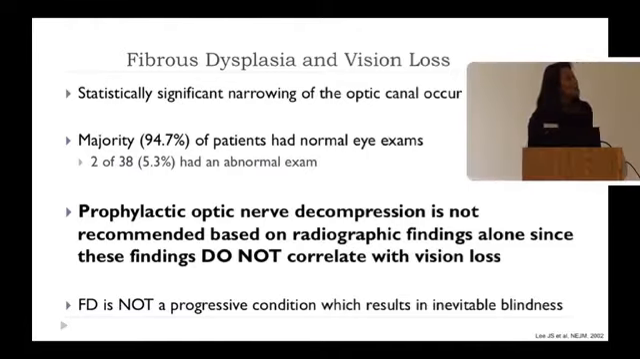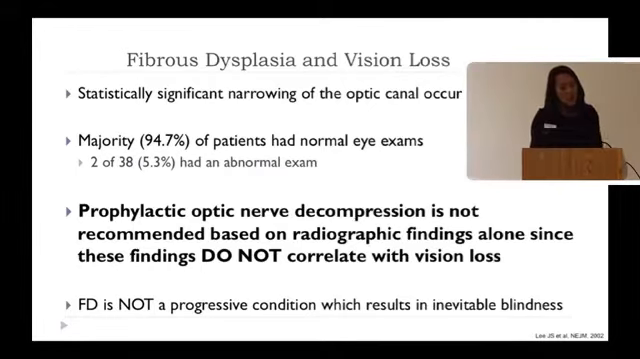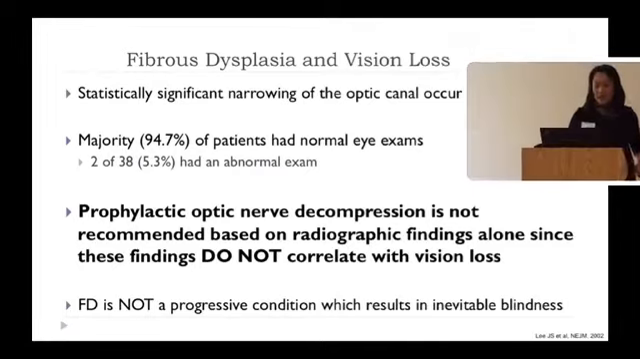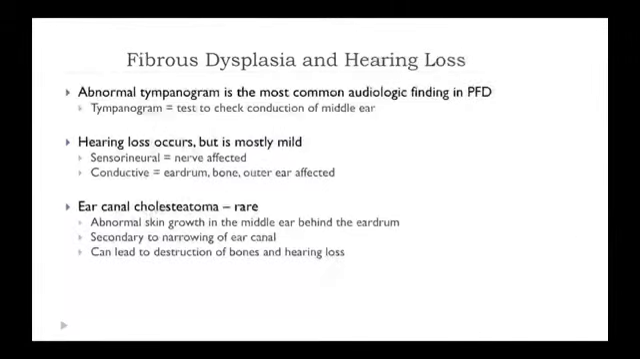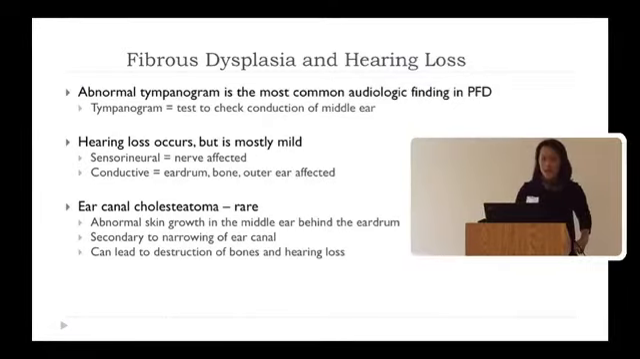I also want to talk very briefly about hearing loss. This is some of the work that Dr. Jeff Kim has done. And what we've noticed is that there may be abnormal ear or hearing tests, and that tends to be the most common audiological finding in polyostotic FD, and that's because the ear canal is also involved in fibrous dysplasia. When hearing loss does occur, it's typically mild, meaning it would be very hard to find the hearing loss except with a test.